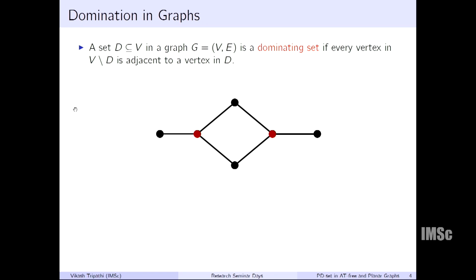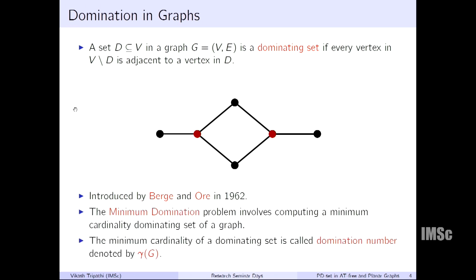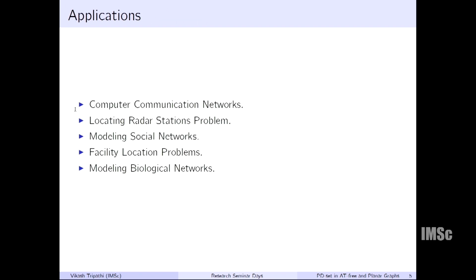For example, in this graph, the vertices that are colored red form a dominating set. This concept was formally introduced by Berge and Ore in 1962. Since if you take all the vertices of the graph, it will form a dominating set, we are interested in finding a minimum cardinality dominating set of a graph, which is called minimum domination problem, and the minimum cardinality of a dominating set is called domination number, which is denoted by this symbol gamma of G.